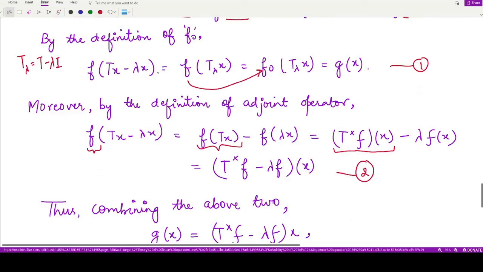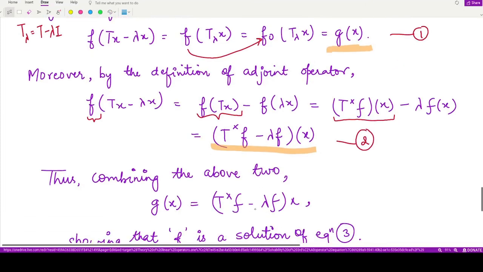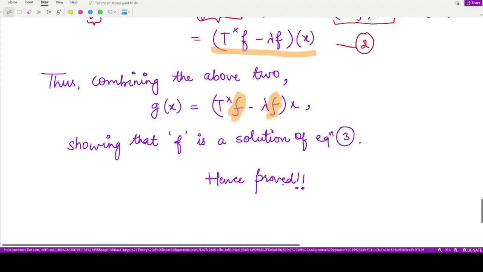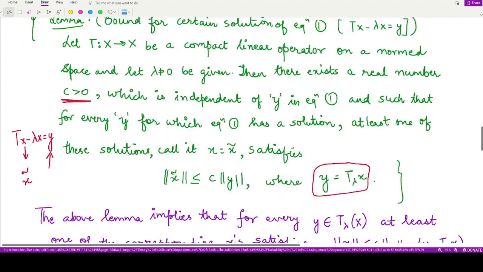So we can combine these two definitions. From here we can clearly see that this term is equal to this term. So we have g of x equal to T cross f minus lambda f times x, showing that this f is the solution for equation number 3. If you see clearly, g is equal to T cross f minus lambda f, which is nothing but our third operator equation. So in this way we have proved the second part also, the converse part also.